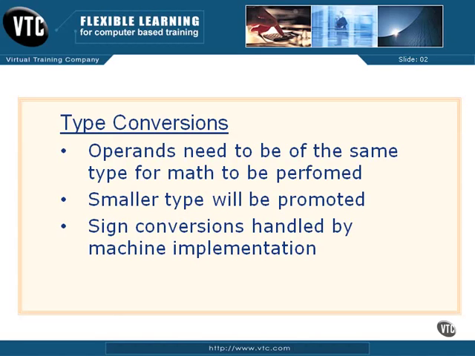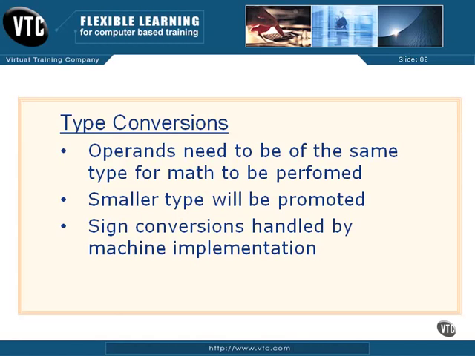Sign conversions, if you have unsigned values getting promoted or demoted into a signed value, characters to integers, and so on, the sign conversions are handled by the machine's implementation. Some machines use a high order bit for sign, some don't. Our Intel machines do, that we're talking about here. If it's Linux on Intel or Windows on Intel, they use the high order bit to show sign.